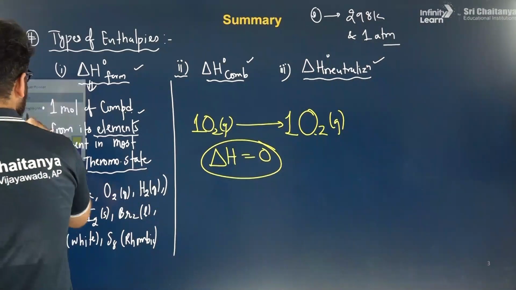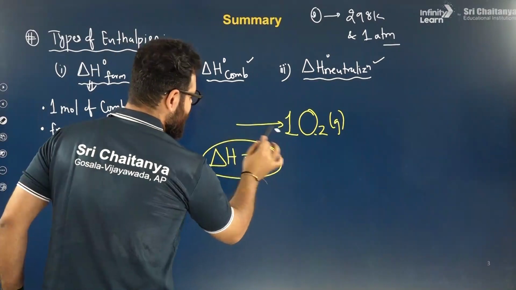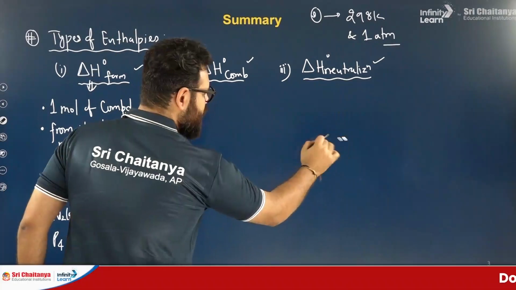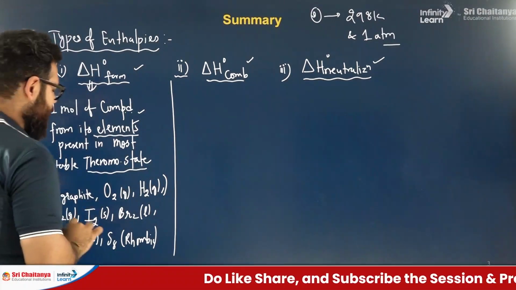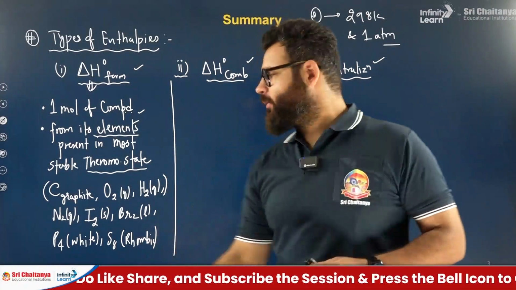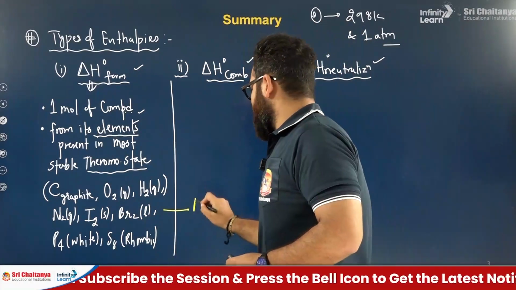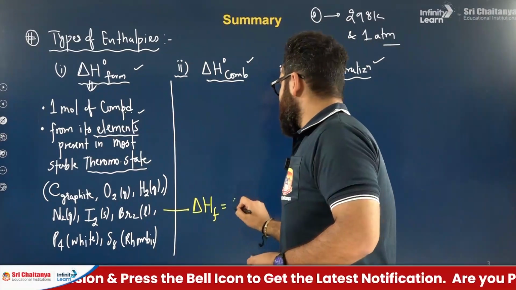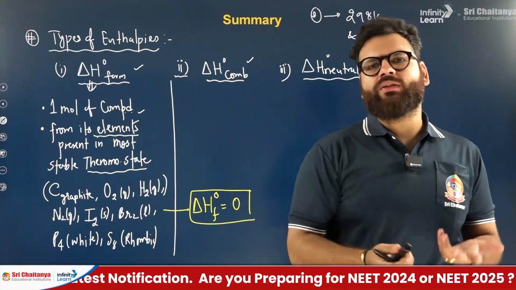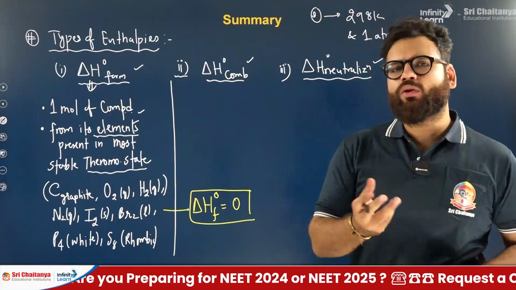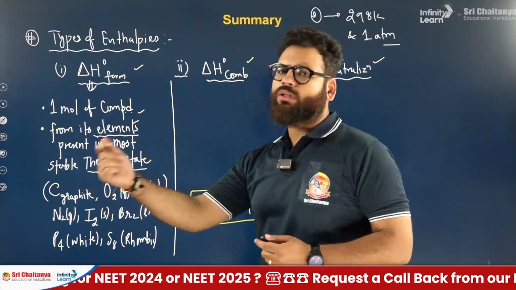Sometimes you will say, sir, data is insufficient. Data is not insufficient; our knowledge might be insufficient. So keep your knowledge full: the formation enthalpies of these elements are taken as 0. Delta H formation is 0 for them. But it is not 0 for other things like ozone, because ozone is not the most stable state.